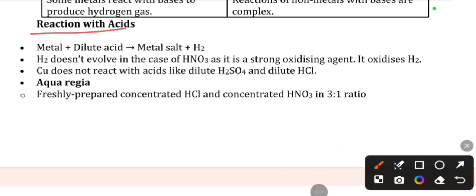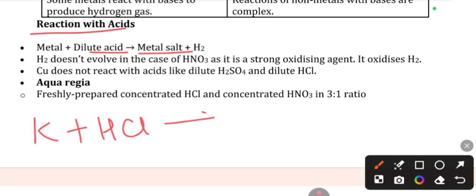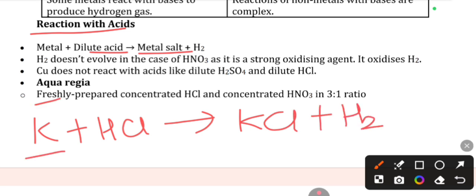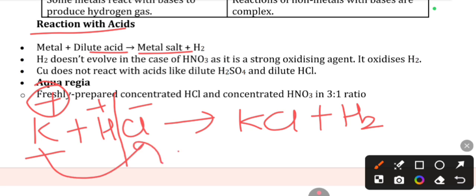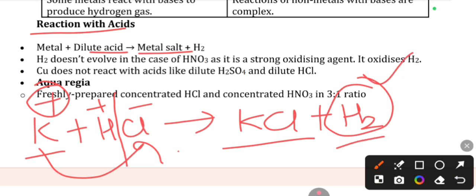So reaction with acid: when metal reacts with acid it will give metal salt and hydrogen. Any one example I am taking here. Suppose potassium reacts with HCl, then it will give KCl plus H2. Potassium carries a positive charge, HCl has H positive, Cl negative, potassium reacts with the negative part and the product will be KCl. And which gas will be released? It is hydrogen gas.